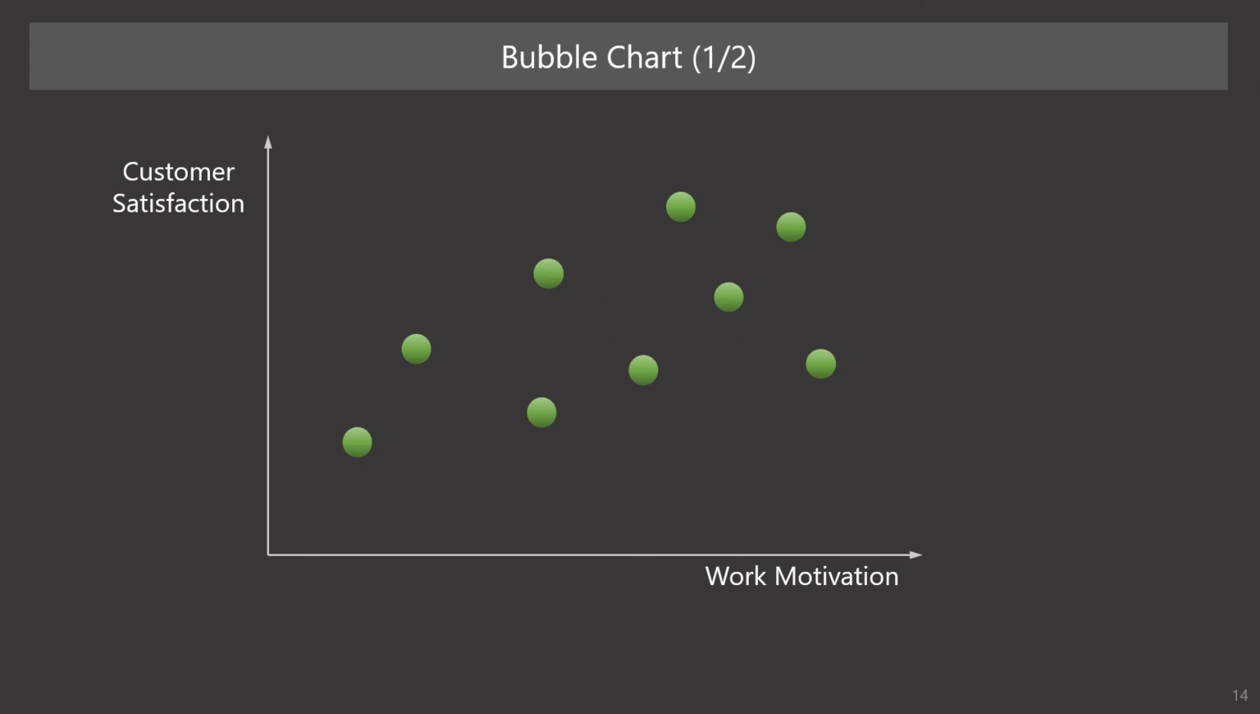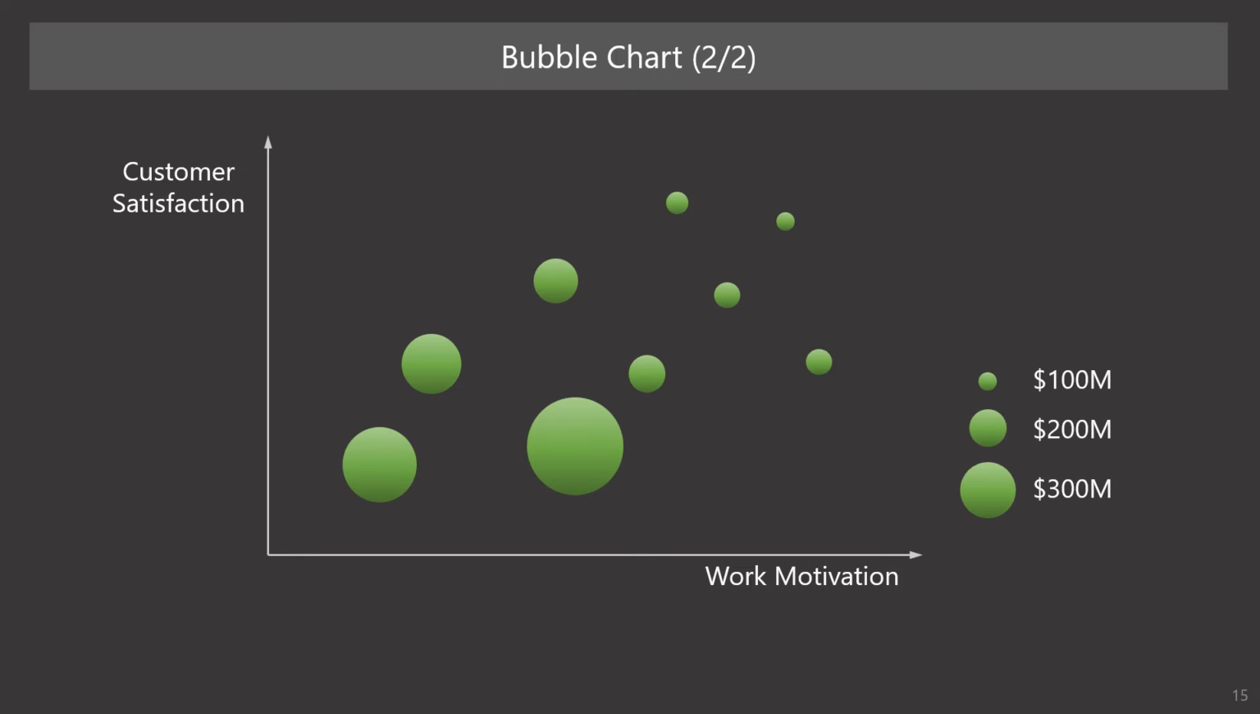When we want to visualize three numerical variable relationship, we can use a bubble chart. This scatter plot visualizes the relationship between work motivation and customer satisfaction. The data unit is a company's branch offices, so both work motivation and customer satisfaction are the average of each branch office. As we can see, the relationship is positive, suggesting that branch offices with highly motivated employees can achieve high levels of customer satisfaction. But here, we want to add another information, the sales amount of each branch office.